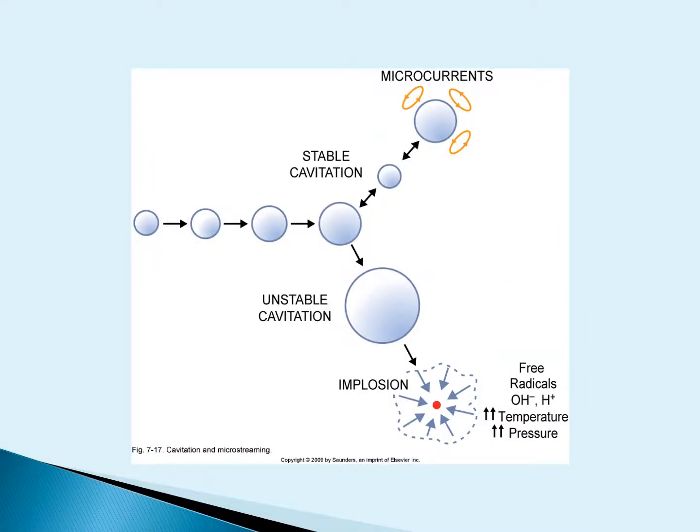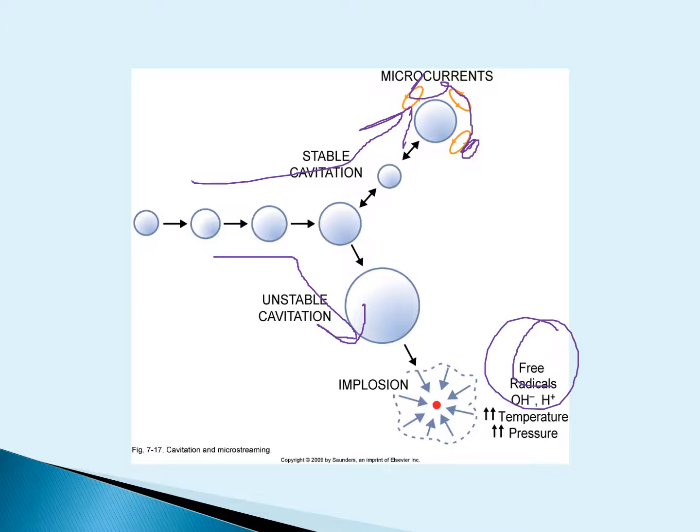This is kind of looking at what happens in stable cavitation, right? We cause these microcurrents to occur around the cell, which is going to cause gas exchange to occur more quickly and also cause nutrient exchange to occur more quickly. Here's unstable cavitation. We're actually going to cause these cells to expand so much that eventually they're going to either implode or explode, which will then release the free radicals into the body, and free radicals equals bad things. That causes oxidation at the cell.